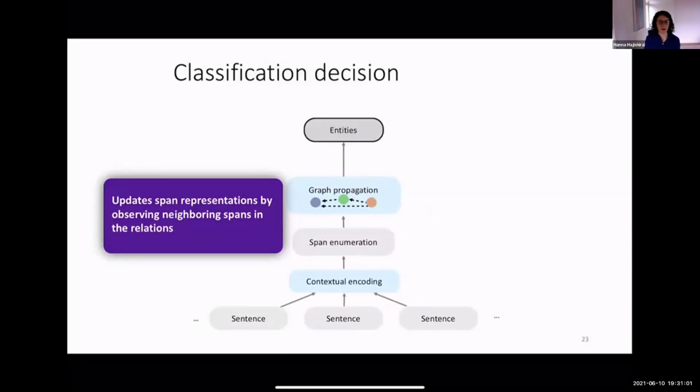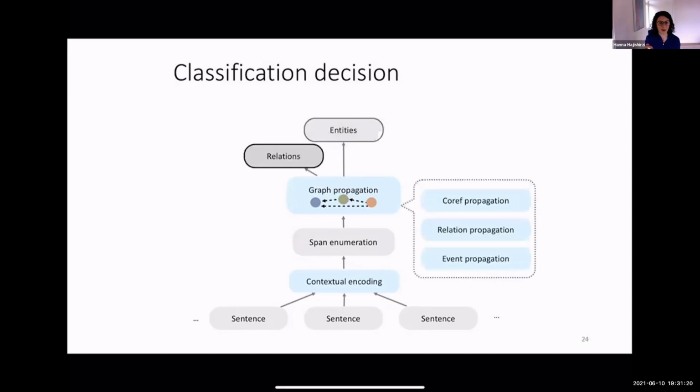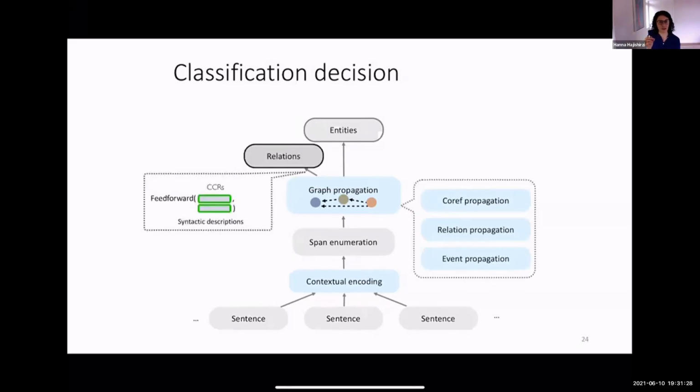Now we want to classify these phrases to see if they are important entities or not. This is pretty simple. We train feed-forward networks and realize, for example, CCRs are scientific entities, and build these classifiers. In parallel, we train classifiers for relationships where we take a pair of phrases and see if they are related with each other or not.